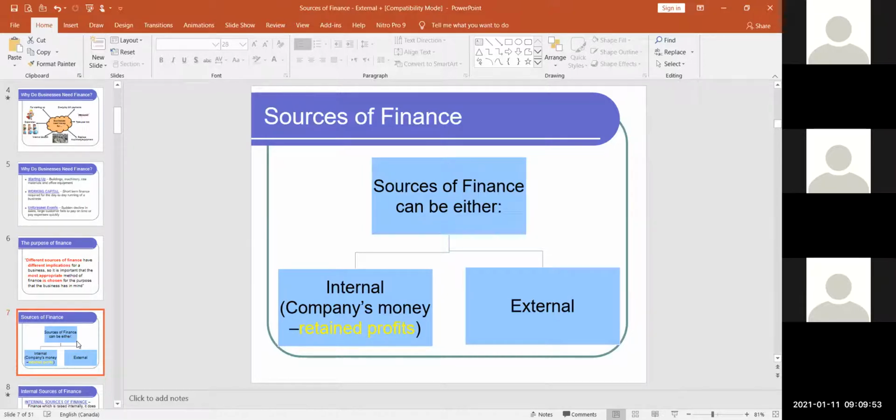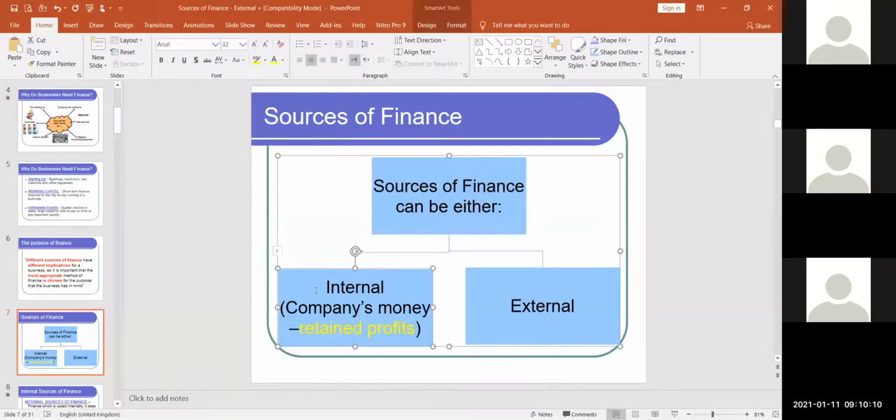We keep a certain amount of money untouched. We're not going to spend it. We're not going to give it to the shareholders. We're not going to give it to the investors and so on. Okay? So this is the first type of sources of finance. It is the internal source of finance, mainly related to the retained profit.